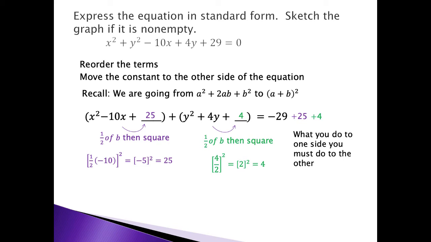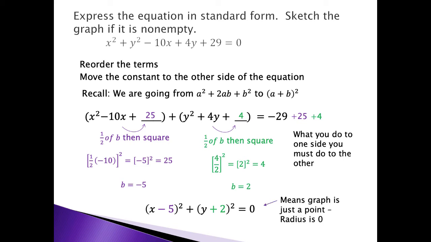The b is that half. So b is negative 5 for the x, and b is 2 for the y. So that tells us our standard form is (x minus 5) squared plus (y plus 2) squared equals 0. The 0 tells us that the graph is just a point, or the radius is 0.